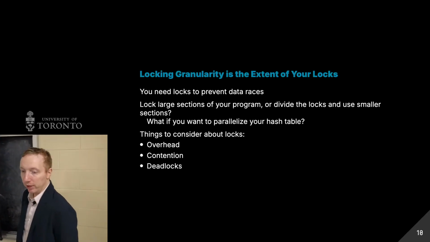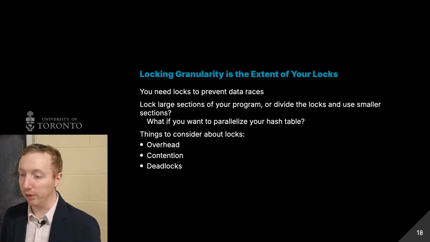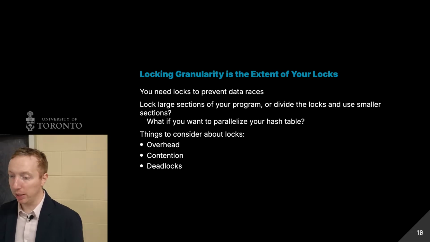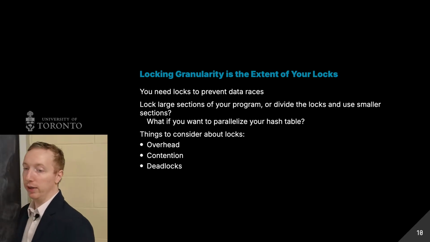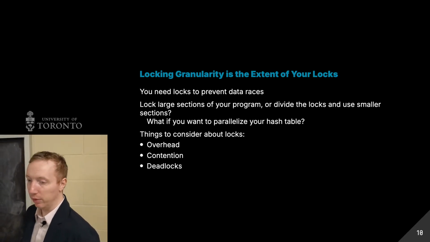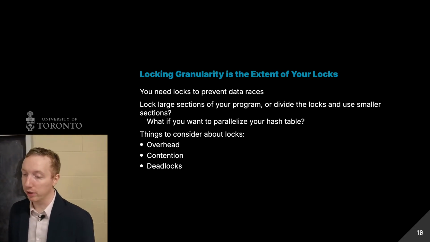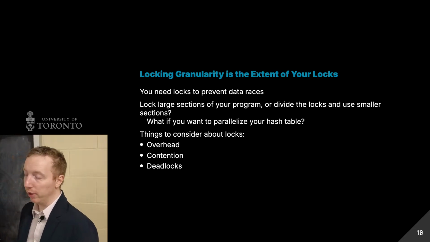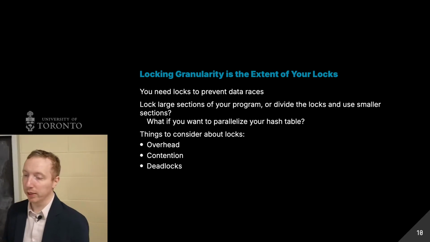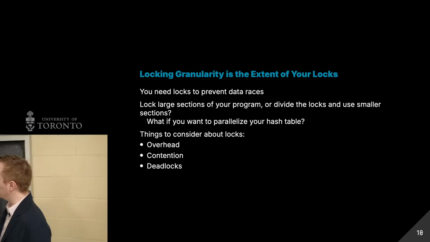So next thing we have to talk about is locking granularity, which gets into performance a bit. That is the extent of your lock or how big your critical section is, because the bigger it is, essentially you're serializing that part of your code, so it will be slow. So you need locks to prevent data races. If you lock large sections of your program, it'll just be slower. Another thing you can do in order to make it more performant is divide the locks, create more locks, and make your critical sections as small as possible.